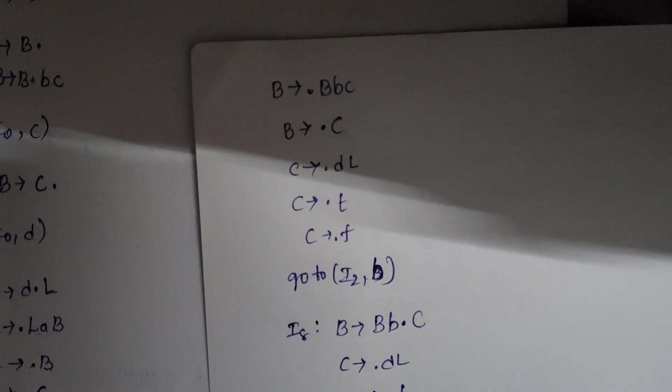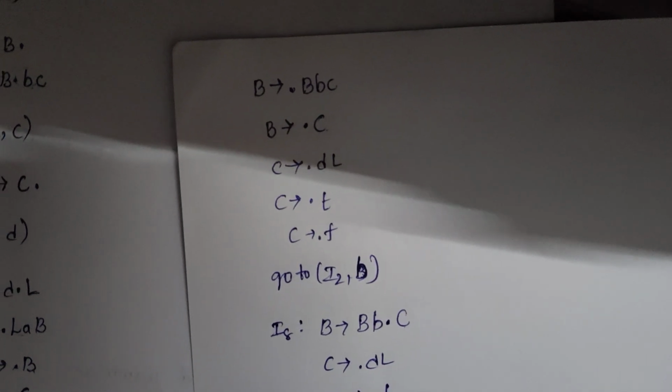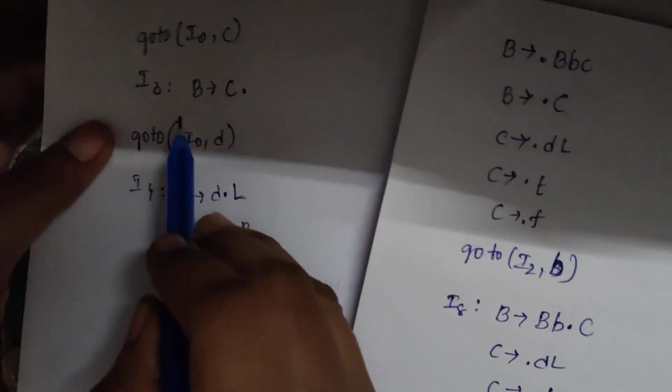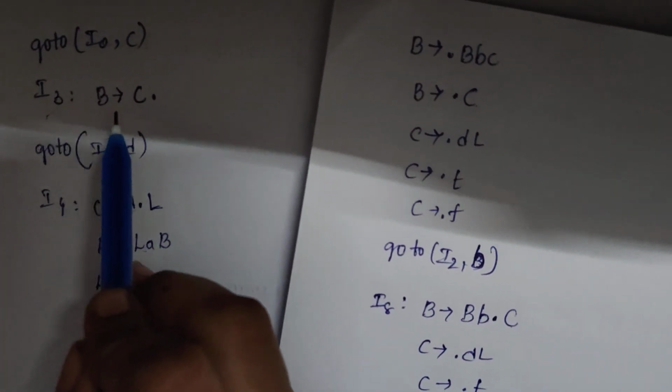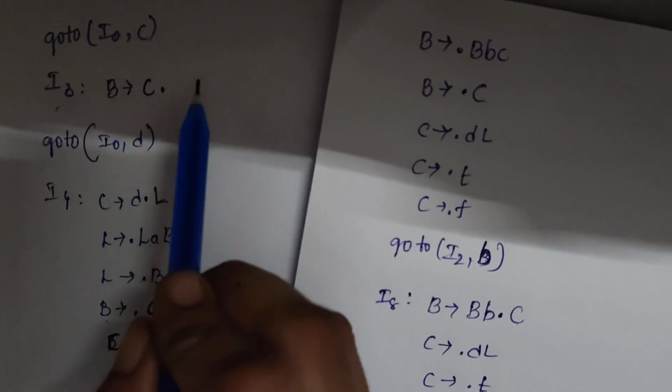So write just dot before it. Okay, now go to C. Next go to the next prediction. This is I3. In I3 there is nothing to shift, the dot is already reaching the end, so skip this.